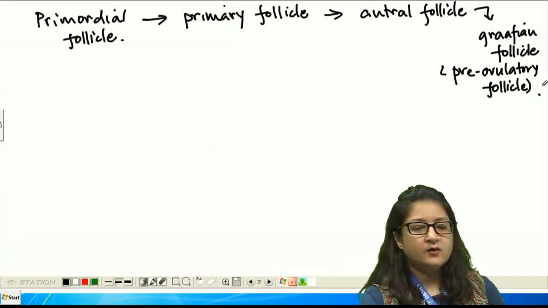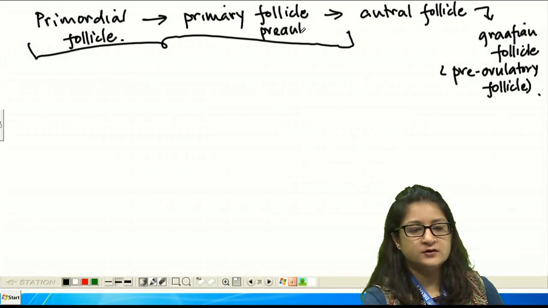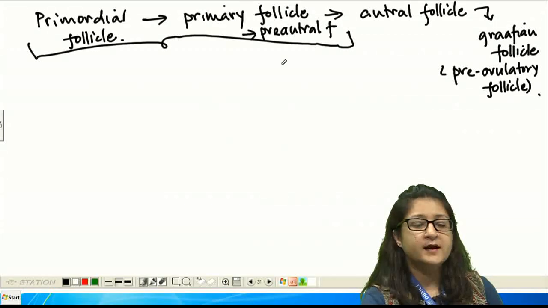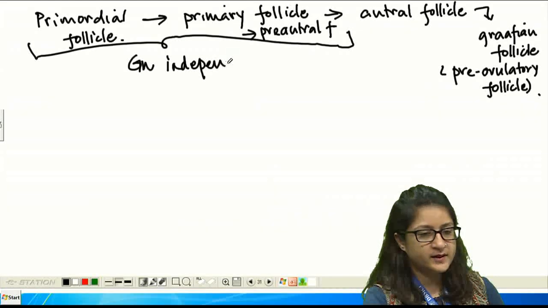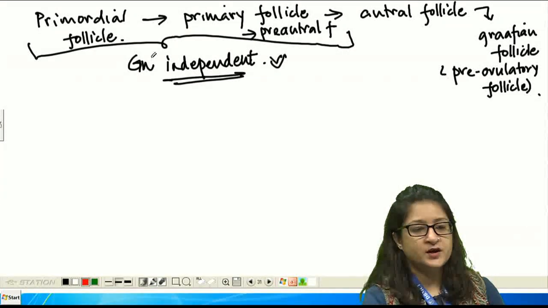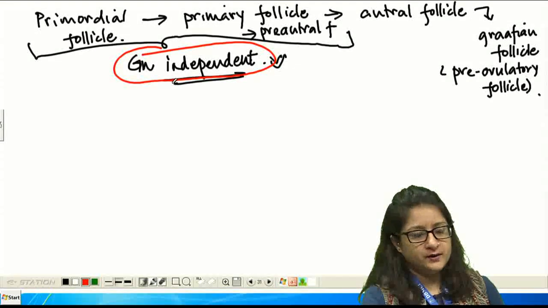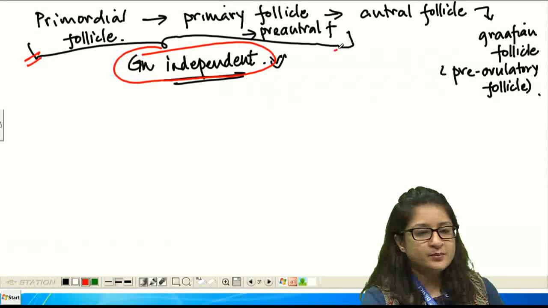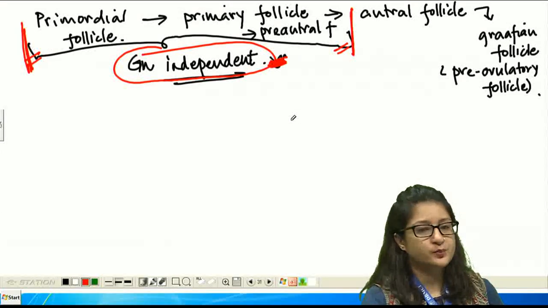All right, now from here till here, from the primordial follicle to the preantral follicle, and here also there is another follicle, the preantral follicle, all these steps are gonadotropin independent. So they proceed without the presence of FSH. A very, very important point is that the initial part of follicular development, from the primordial till the preantral or till the antral follicle, is gonadotropin independent.